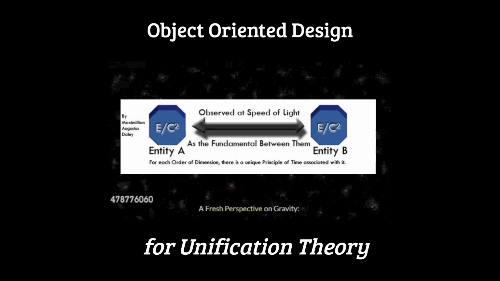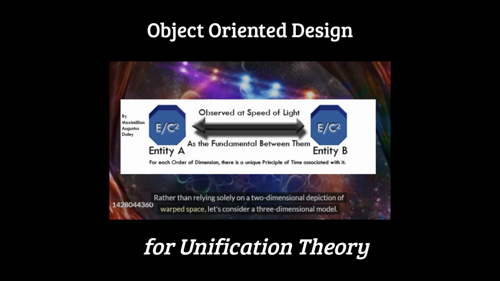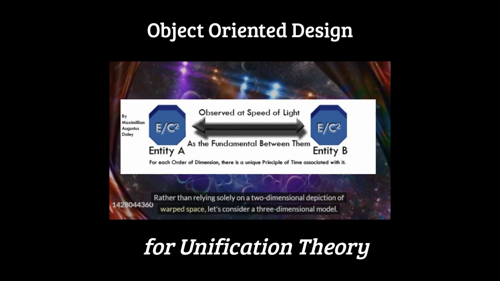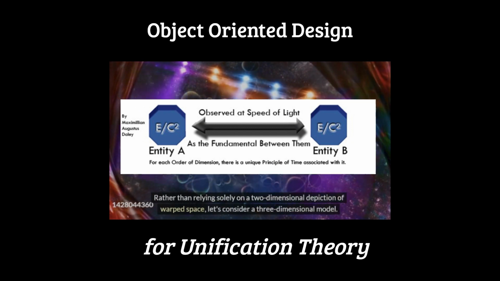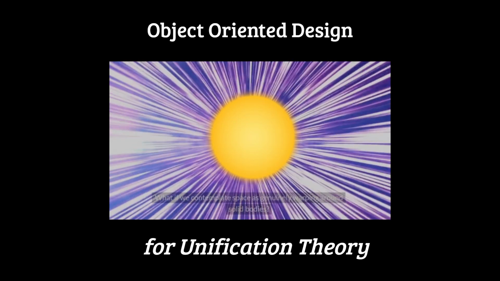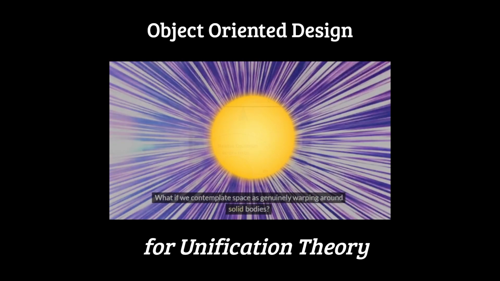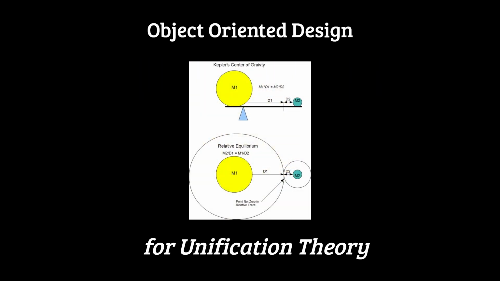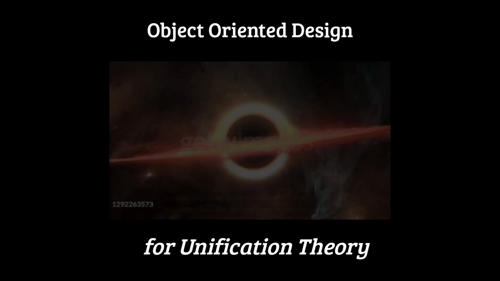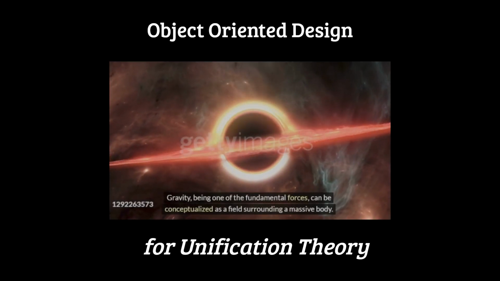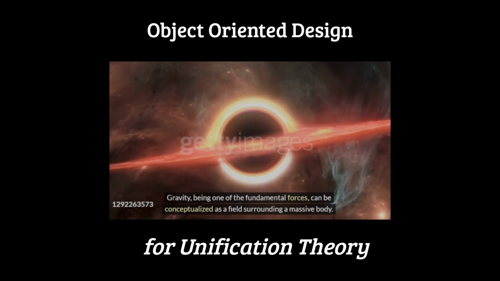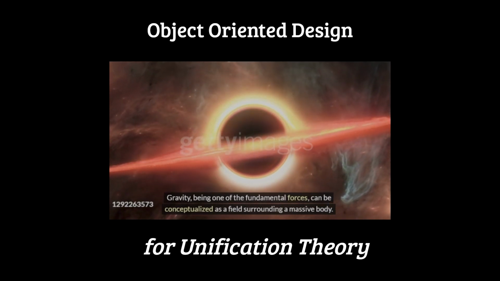A fresh perspective on gravity. Rather than relying solely on a two-dimensional depiction of warped space, let's consider a three-dimensional model. What if we contemplate space as genuinely warping around solid bodies? In an alternative approach to understanding gravity, let's explore the notion of gravitational fields emanating from celestial bodies, similar to Earth's electromagnetic field. Gravity, being one of the fundamental forces, can be conceptualized as a field surrounding a massive body.